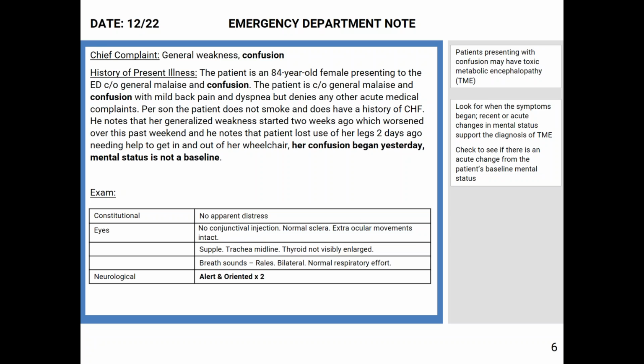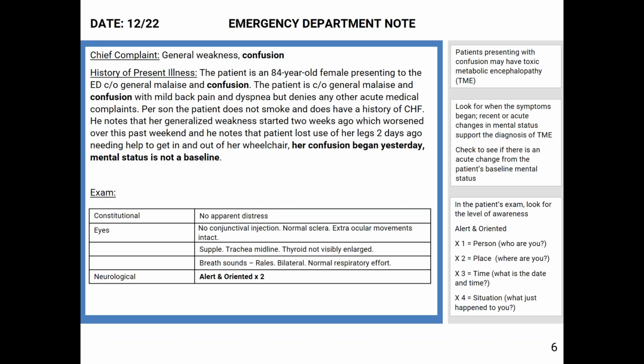TME is an acute condition. It's an acute change from their baseline. So in this particular case, the patient's confusion began yesterday. Mental status is not at baseline. In many conditions you want to look at that. Do patients have long-standing, chronic conditions? If that's the case, then most likely it's obviously chronic. But if it's something new, then it could possibly be acute, and in this case, maybe TME based on the presentation.